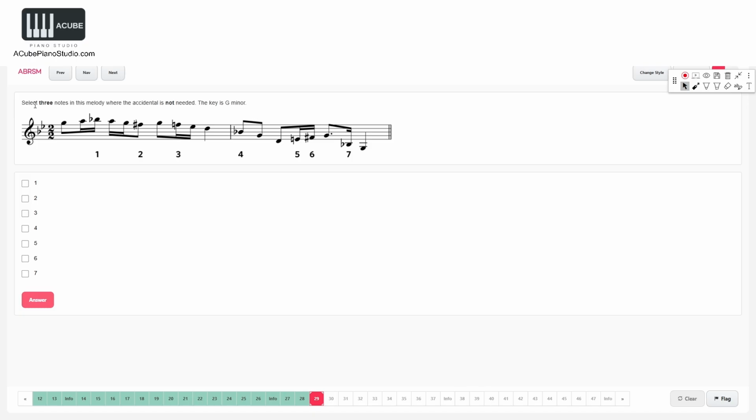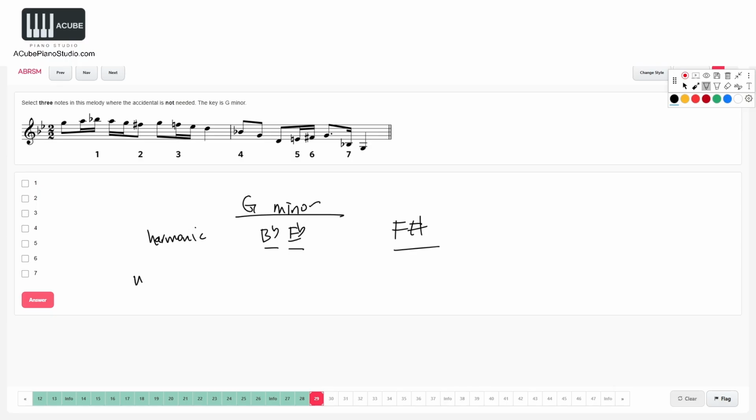Okay, next, select 3 notes in the melody where the accidental is not needed. The key is G minor. So before we do this, let's take a look at G minor. What does it have for the key signature? It has B flat and E flat. Then the 7th note for G minor is F sharp. So I need B flat, E flat, and F sharp. This is for harmonic.